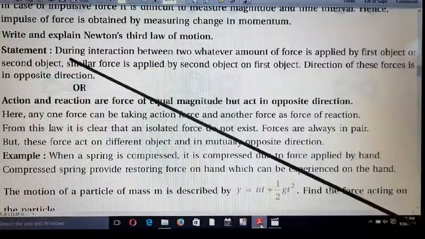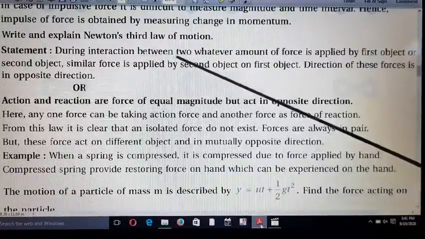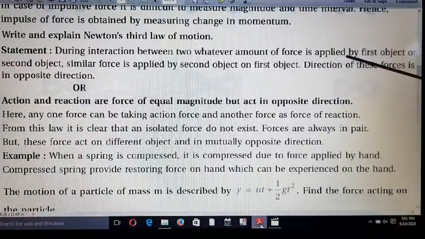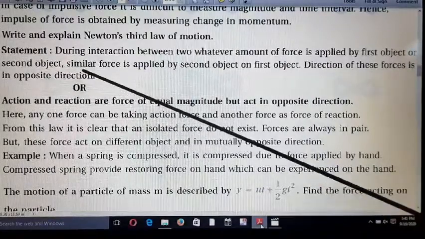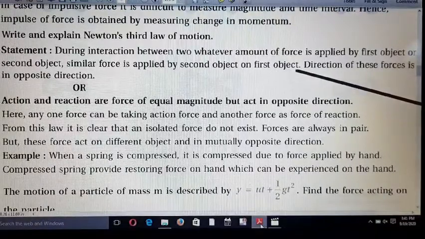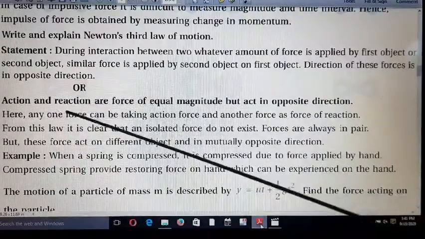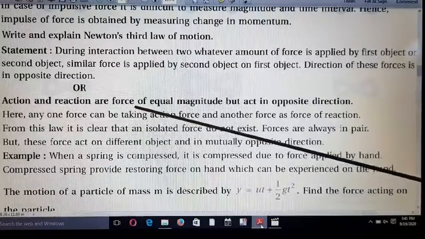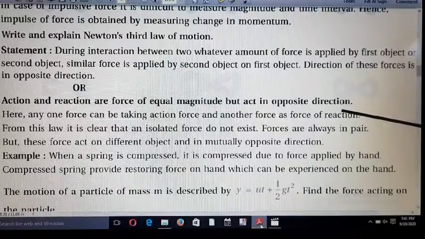So friends, this is the statement of Newton's third law. During interaction between two objects, whatever amount of force is applied by the first object on the second object, a similar force is applied by the second object on the first object. The direction of this force is opposite. In short, we can say that action and reaction are forces of equal magnitude but act in opposite directions.